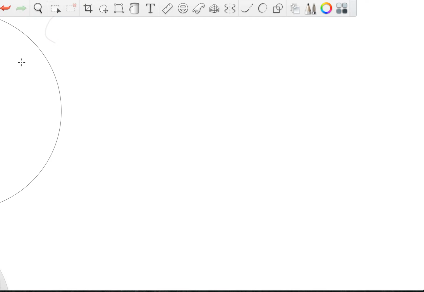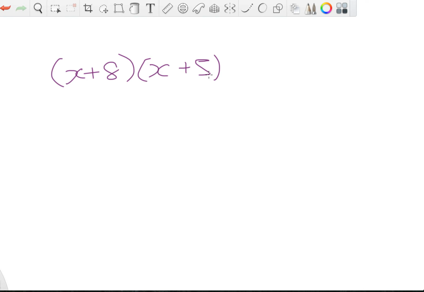Sorry, I just didn't want it higher up so you guys can see. Okay. (x plus 8), close brackets, open brackets, (x plus 5).